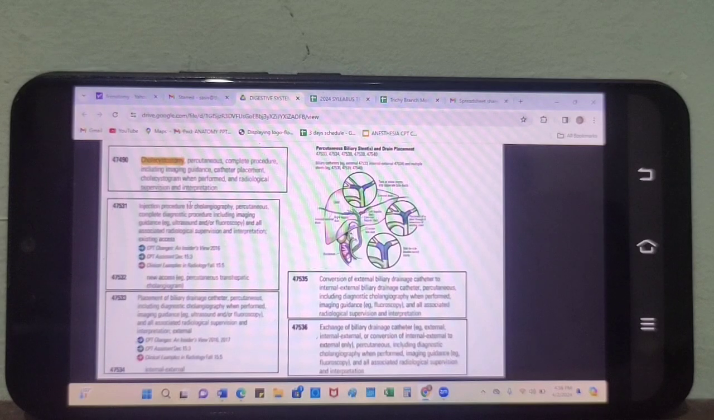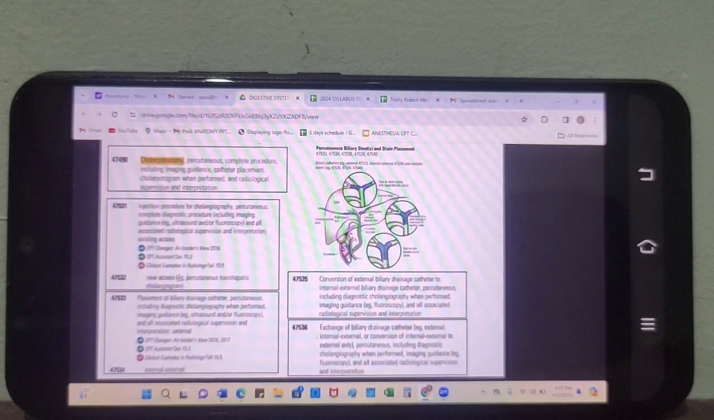The doctor reaches the organ through a particular artery or vein. So the existing old pathway means 31, the new pathway means 32. As a default, we should report the code for new access. We need proper documentation for existing access. And 47533 for the placement of a drainage catheter, biliary. The procedure is placement of a drainage catheter at the biliary.